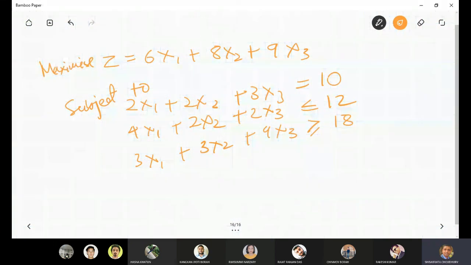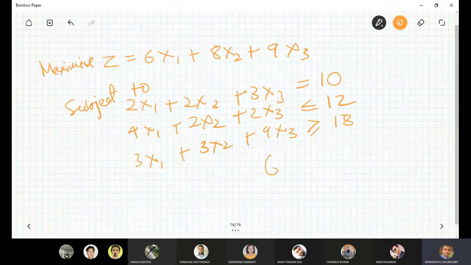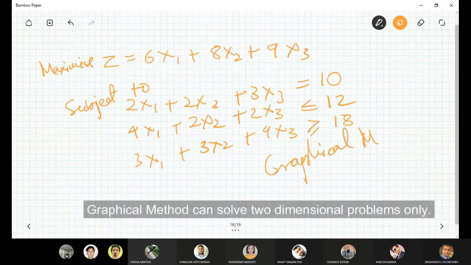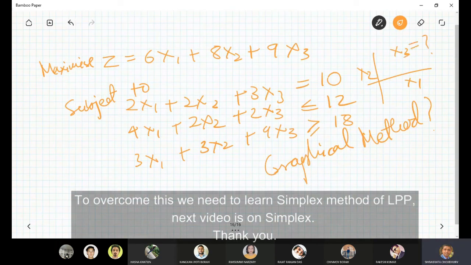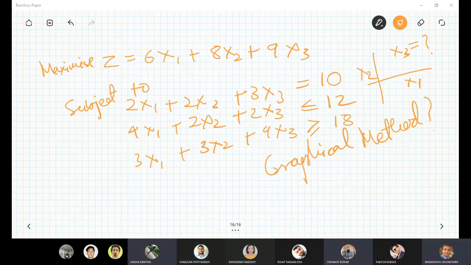Solve this one using the graphical method. Are you getting me? Yes, sir.